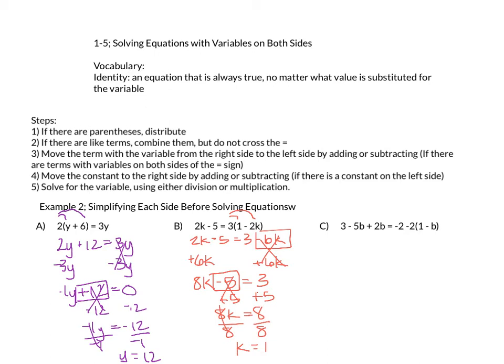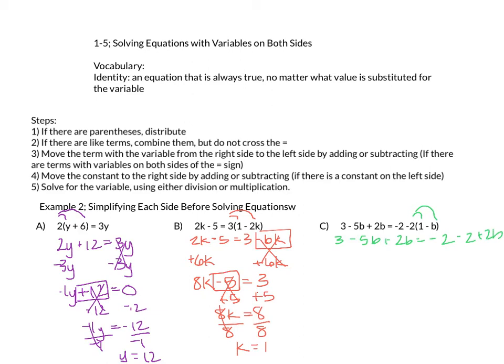So the first one is the distributive property, which we have because we have parentheses. Okay, so we have 3 minus 5b plus 2b equals negative 2. And then I'm going to take the negative 2 times 1 and get negative 2. And then the negative 2 times negative b and get positive 2b.